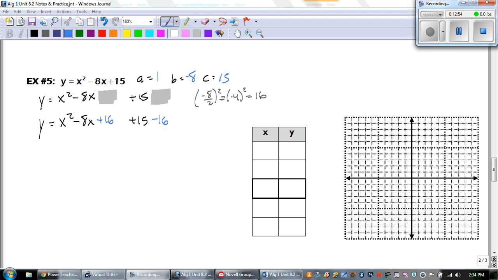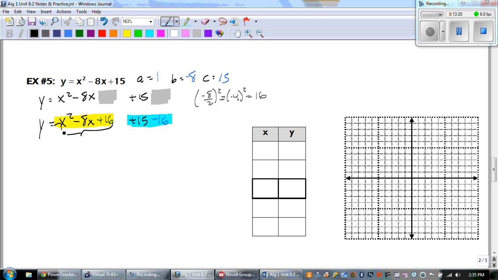Okay, so there's my work so far. -8 divided by 2, if you guys can follow along, I'm right here. -8 divided by 2, we get -4, and -4 squared, we get 16. Okay? So here are my two parts, the x squared minus 8x plus 16, and then the plus 15 minus 16. So this is what we want to factor.